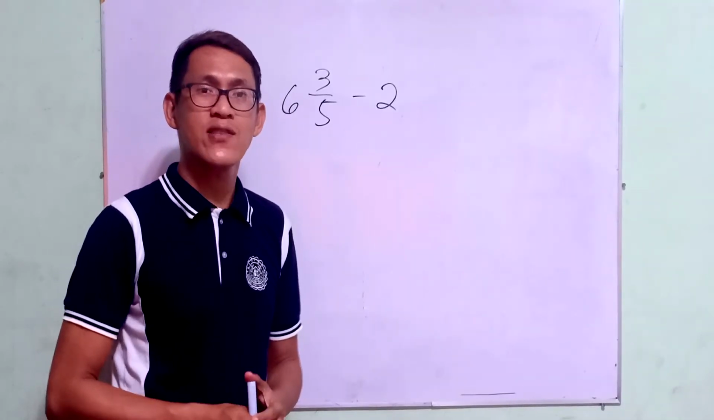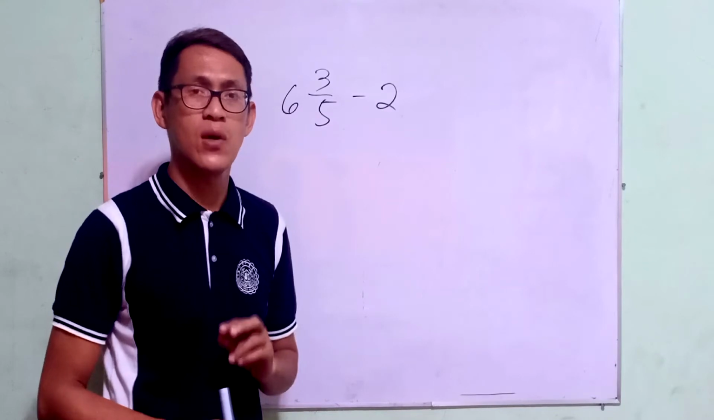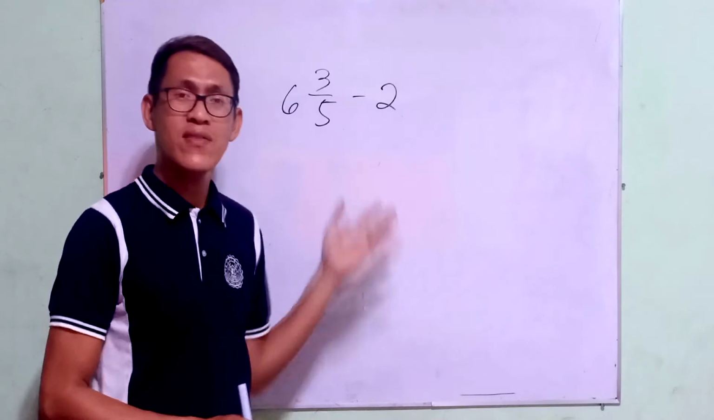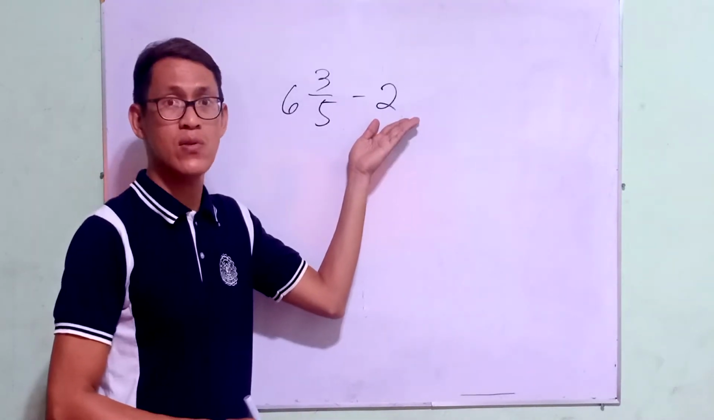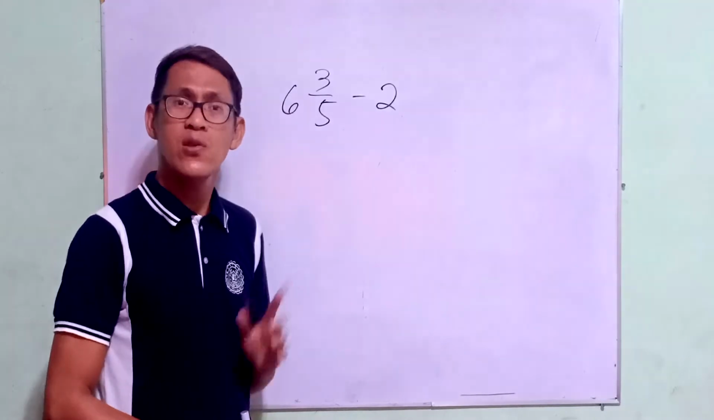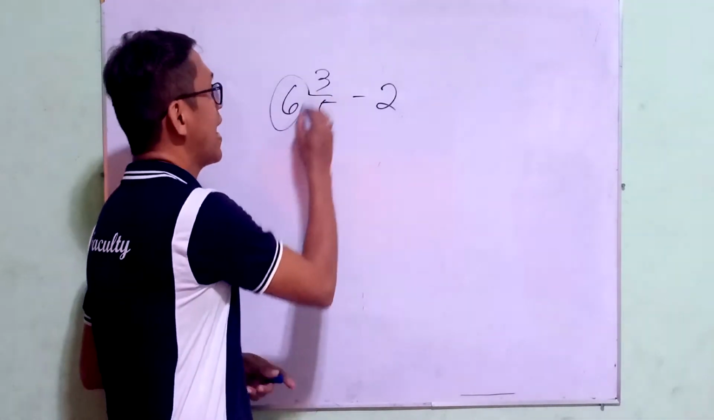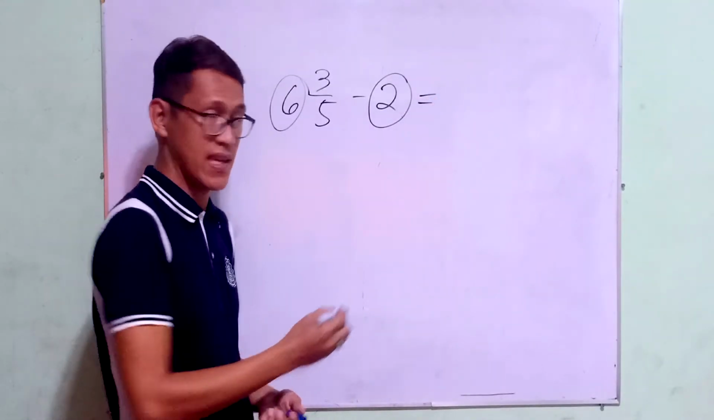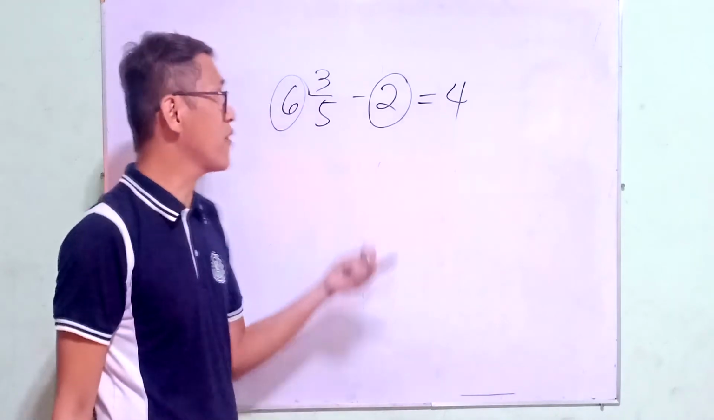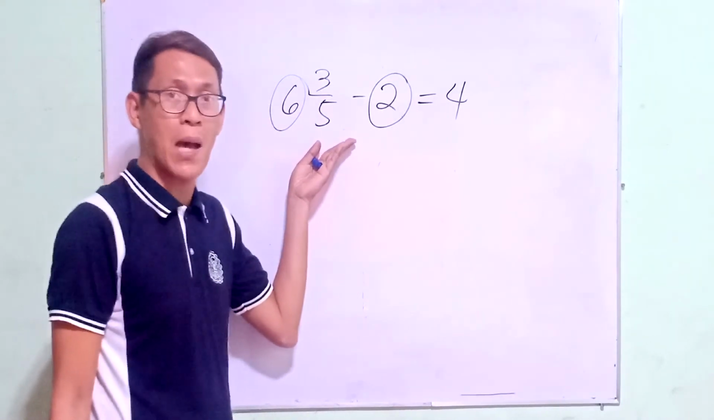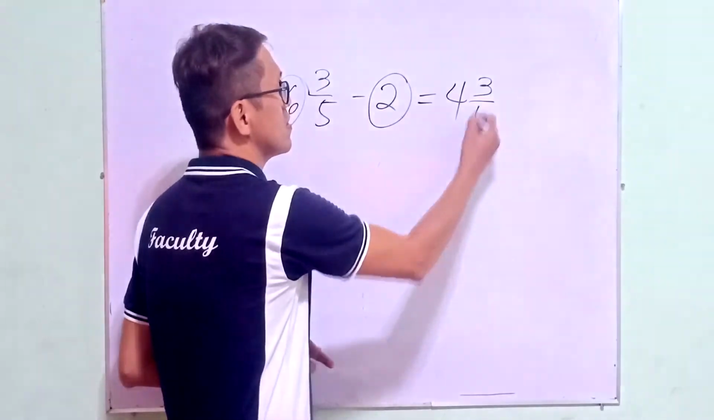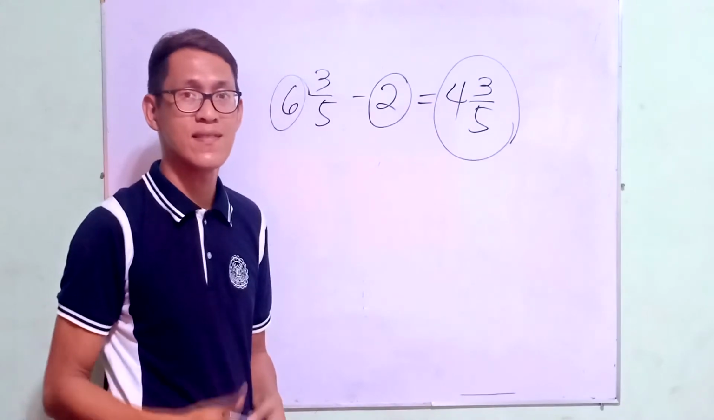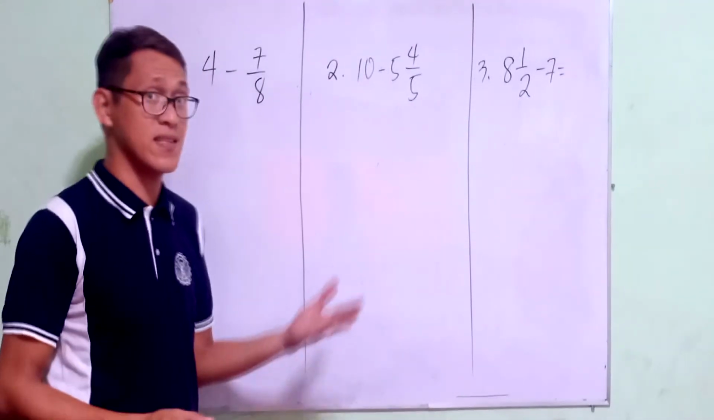Now before we answer some exercises, we have to take note of what happens when we subtract a mixed number minus a whole number. In this case, you don't need to rename 2 or change 2 to a mixed number. You can subtract right away 6 and 2, which are the whole numbers. So what's 6 minus 2? Yes, that's 4. Then what will you do with the fraction 3/5? Just simply copy it. 3/5. So the answer is 4 and 3/5. Let's answer some exercises here on the board.